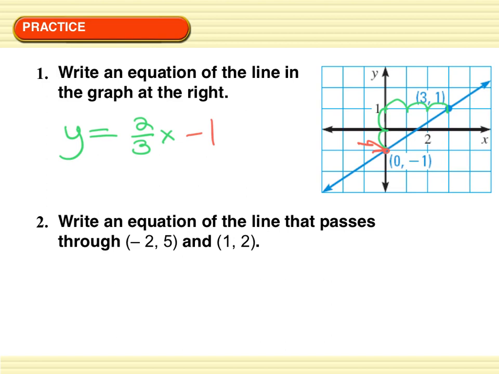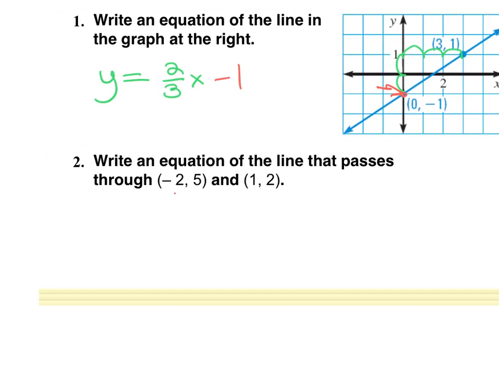Now, if you don't like counting rise and run, then you would have subtracted the ordered pairs, put them into the slope formula, and calculated slope that way. And that's what we have to do on the next question. We need to calculate the slope first, and then I'm going to plug it into point slope.